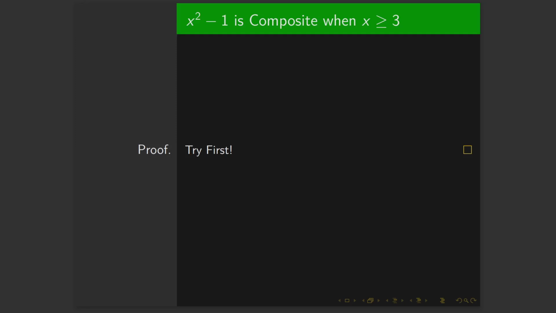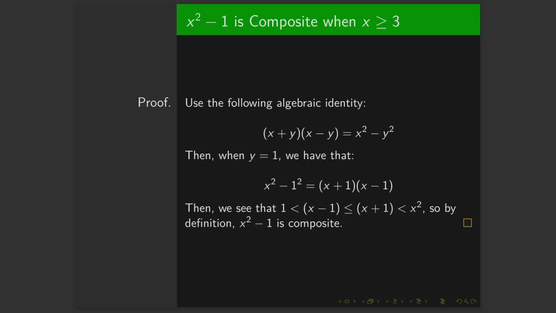Here, because we're just introducing things, this is something that you should be able to do. All you need to apply is an algebraic identity, a little trick. And sometimes that's all we really need to do. So I'll go ahead and look at this proof. In this case, we're going to use the following algebraic identity: x plus y times x minus y is equal to x squared minus y squared. Then when y is equal to 1, we can rewrite x squared minus 1 squared as x plus 1 times x minus 1.